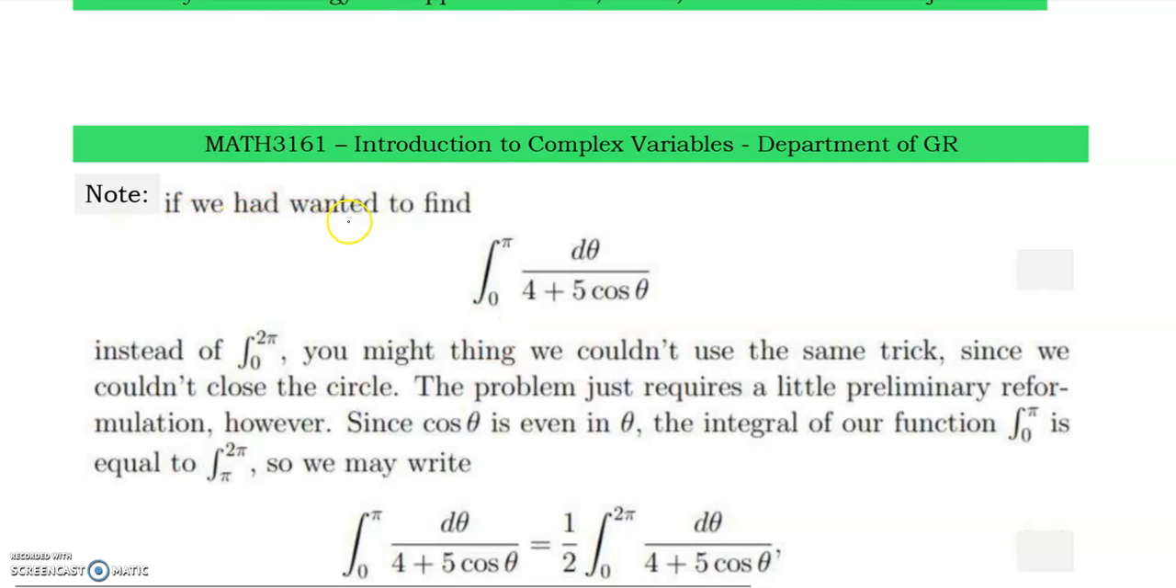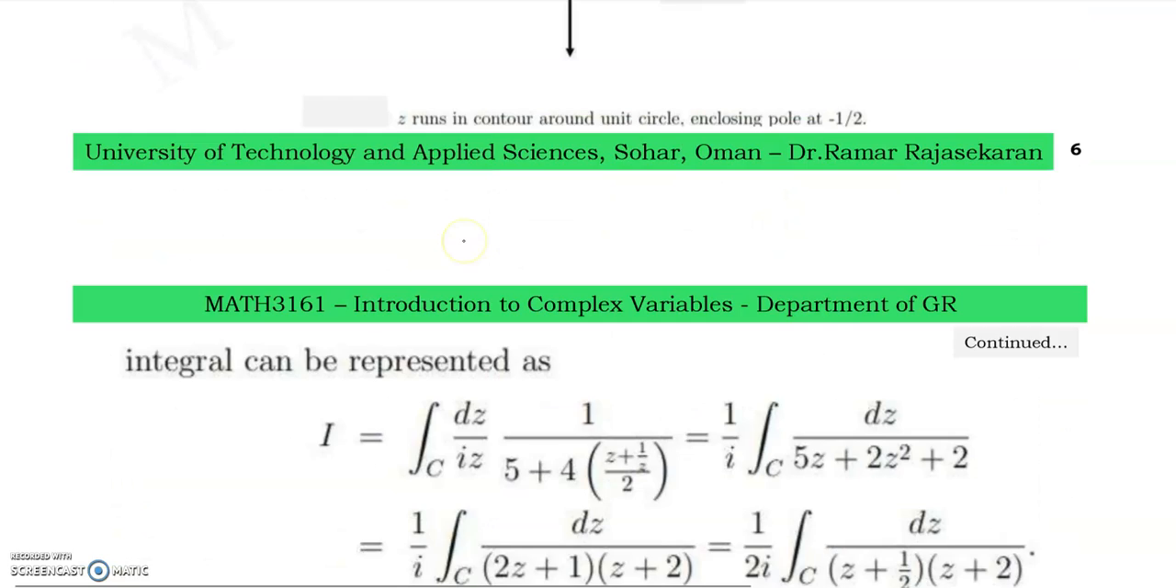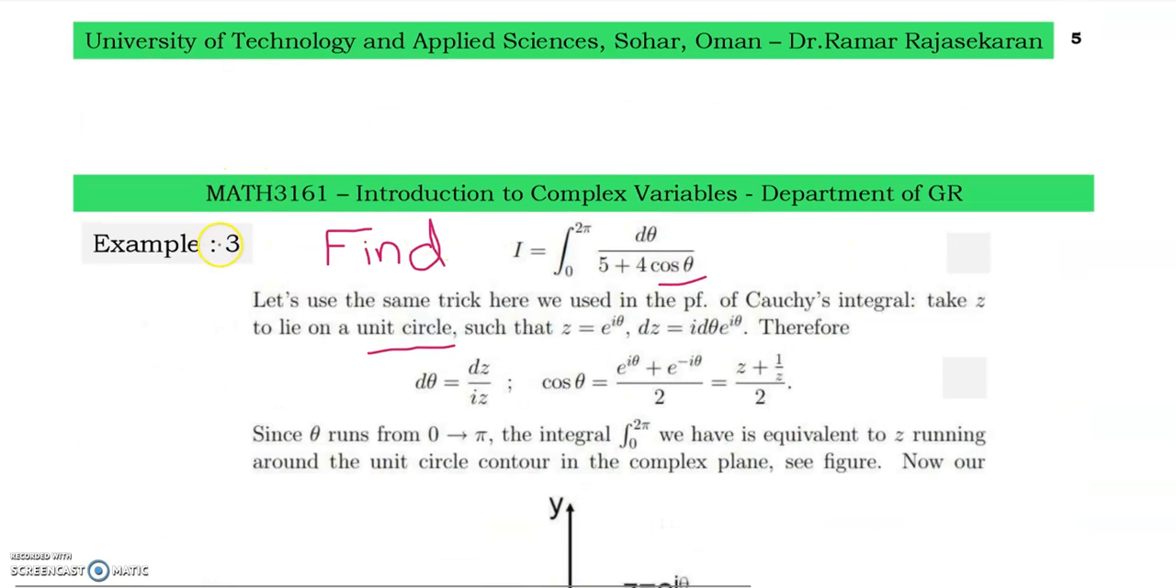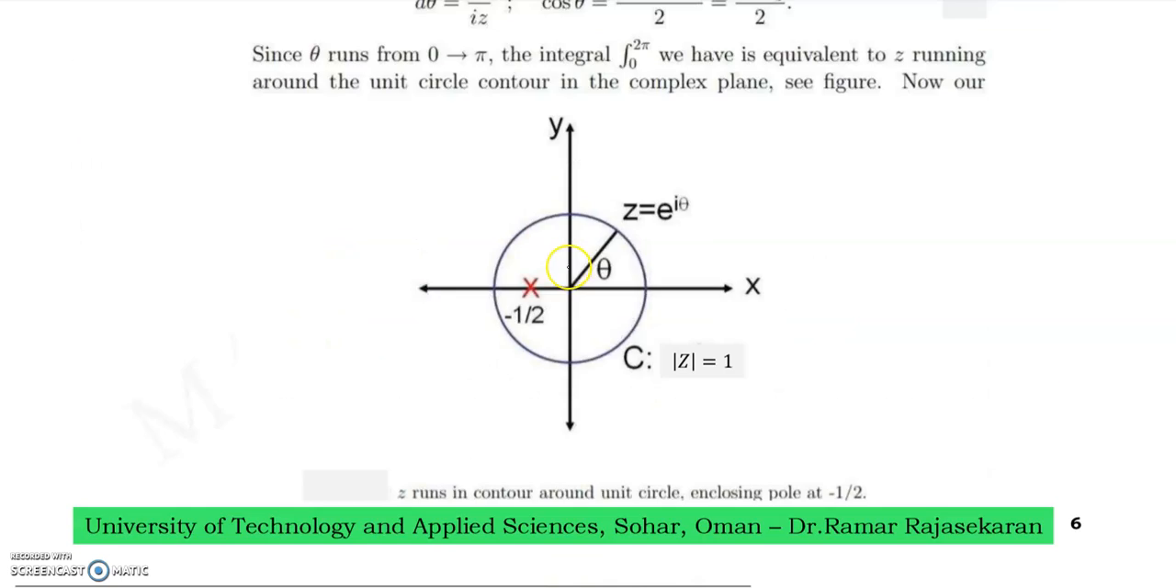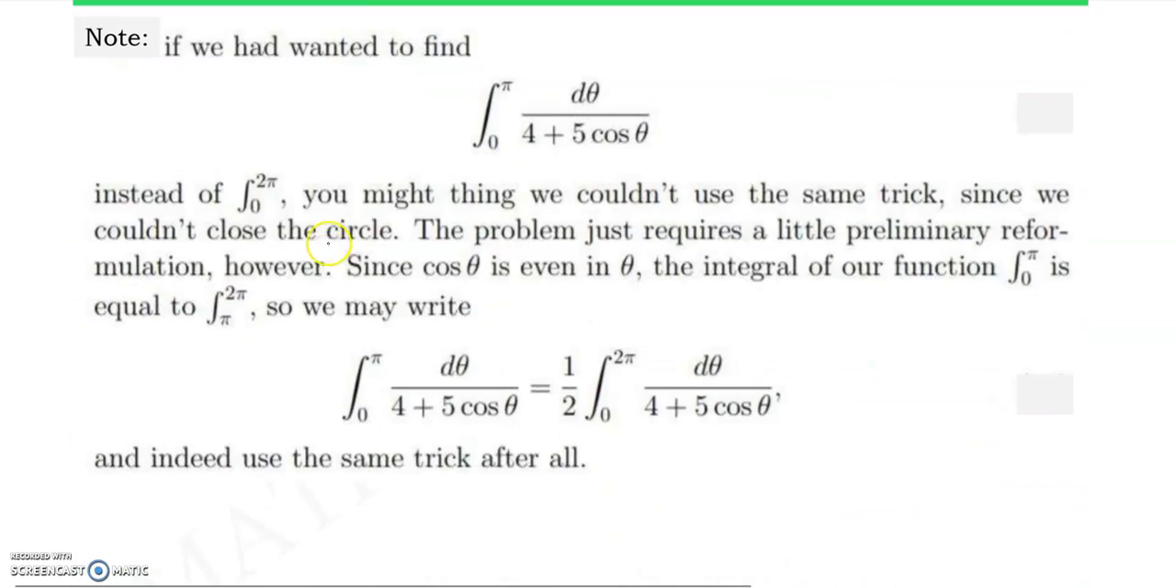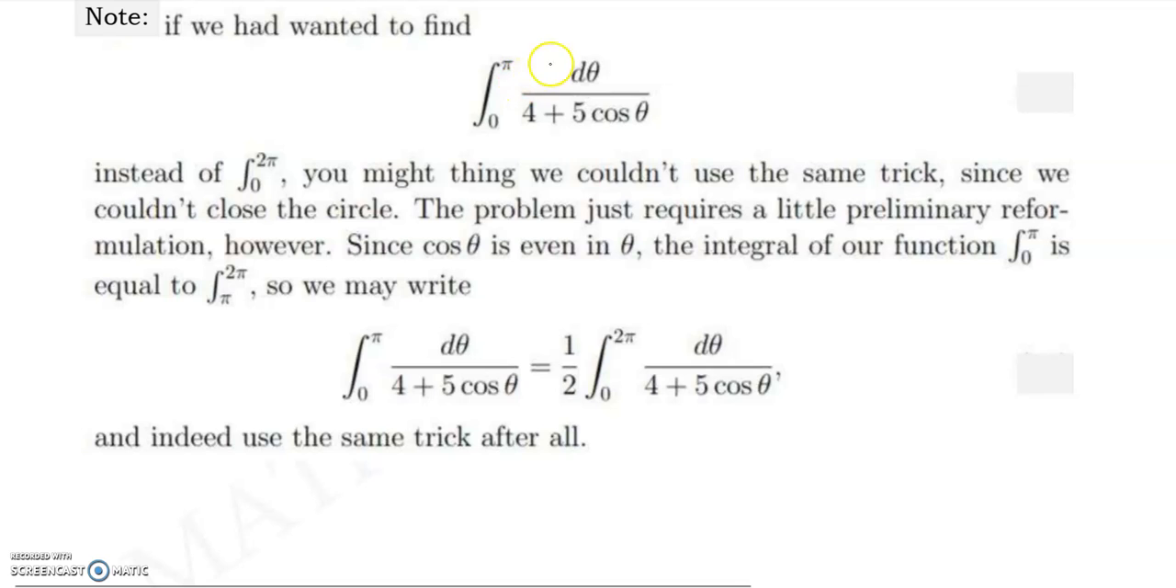Now, if we had wanted to find, take this question, Example 3: integral 0 to 2 pi d theta over 5 plus 4 cosine theta. Now, suppose I need the integration value from 0 to pi for the same integrand. That is in the note. What do we have to do? Nothing. You see here, integral 0 to pi d theta by 4 plus 5 cosine theta is equal to 1 over 2 integral 0 to 2 pi d theta by 4 plus 5 cosine theta.